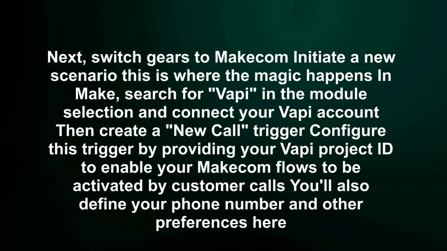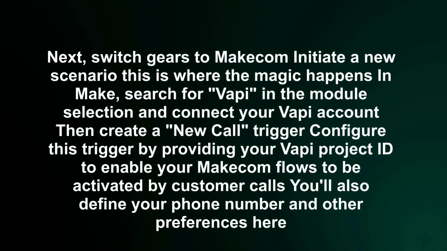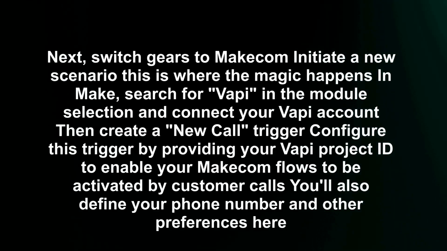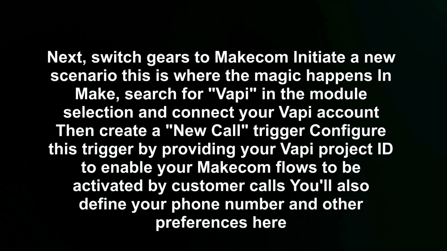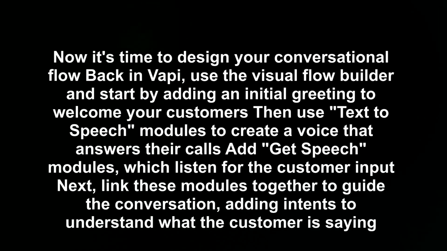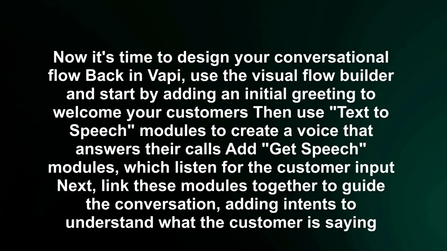Configure this trigger by providing your Vapi project ID to enable your Make flows to be activated by customer calls. You'll also define your phone number and other preferences here. Now it's time to design your conversational flow back in Vapi.